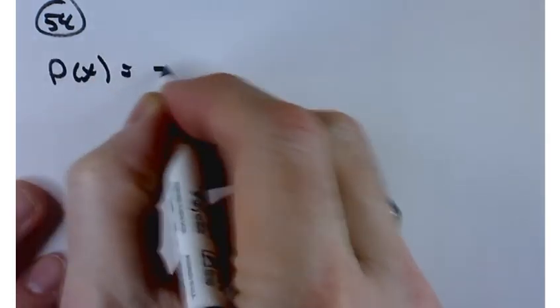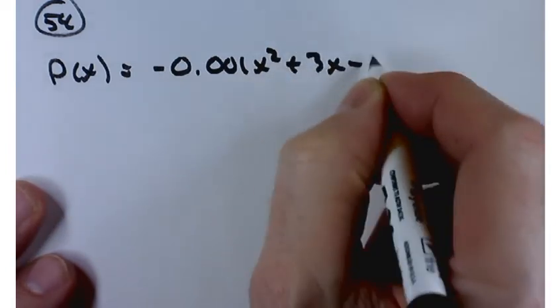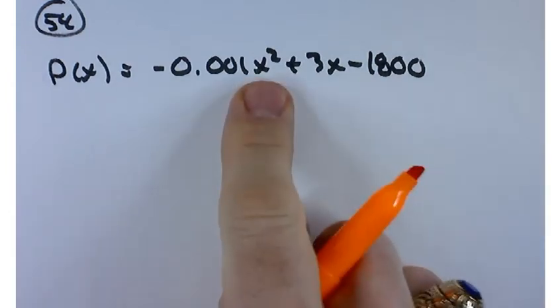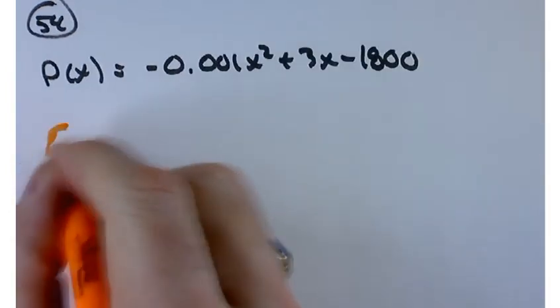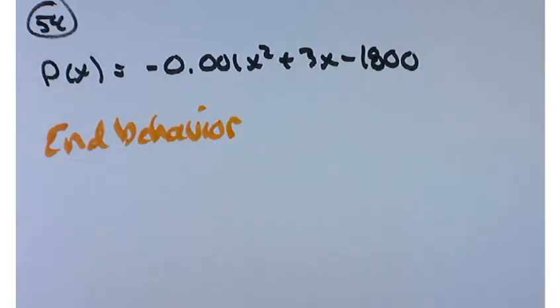Here we go. P of x was negative 0.001 x squared plus 3x minus 1800. Ugh. Ugly looking little polynomial there, but that's okay. Let's take a look at this polynomial, though, and think about the end behavior. So we're tying it in a little bit with section 3.2, even though it's a problem from 3.1.